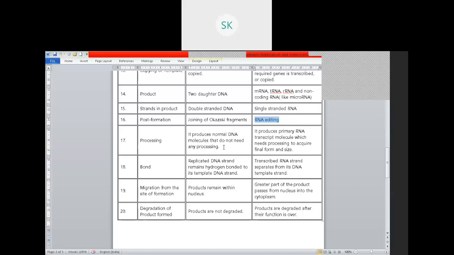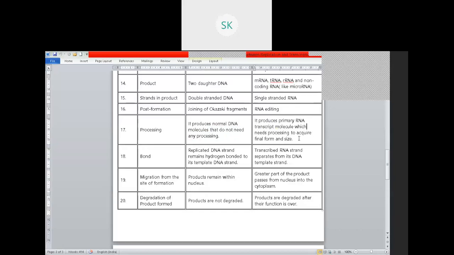In the DNA replication process, we don't require any further processes after formation of the daughter DNA. But here we require some further processes for making a matured mRNA, and those processes will be splicing, terminal addition, base modifications, etc.